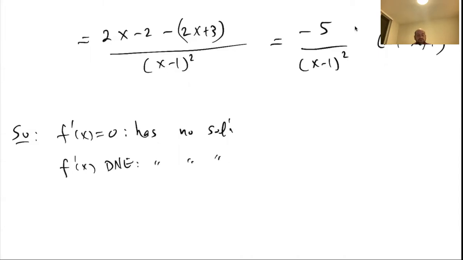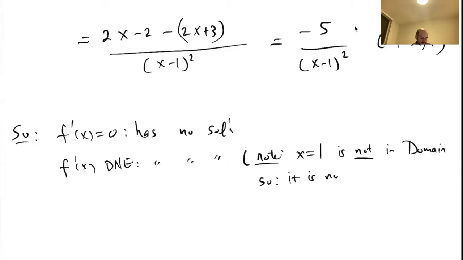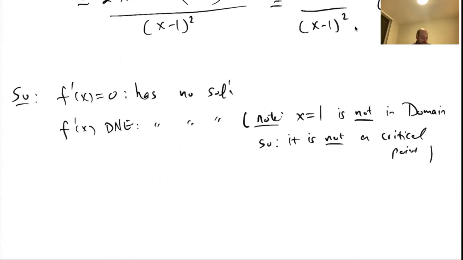You could say f prime does not exist at 1, but 1 is not even in the domain of the original function. Critical points must be in the domain of the original function. Note, x equals 1 is not in the domain, so it is not a critical point. By definition, a critical point must be a point of the domain. So no critical point here.